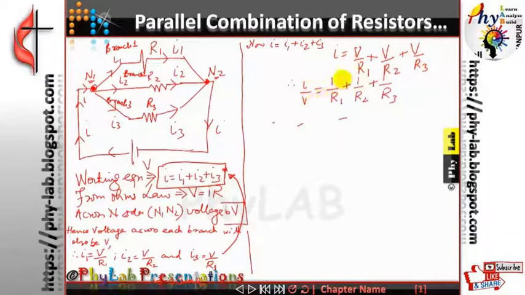So I upon V is equals to 1 by R1 plus 1 by R2 plus 1 by R3. I upon V is nothing but 1 upon R. So 1 upon R total is equals to 1 by R1 plus 1 by R2 plus 1 by R3.